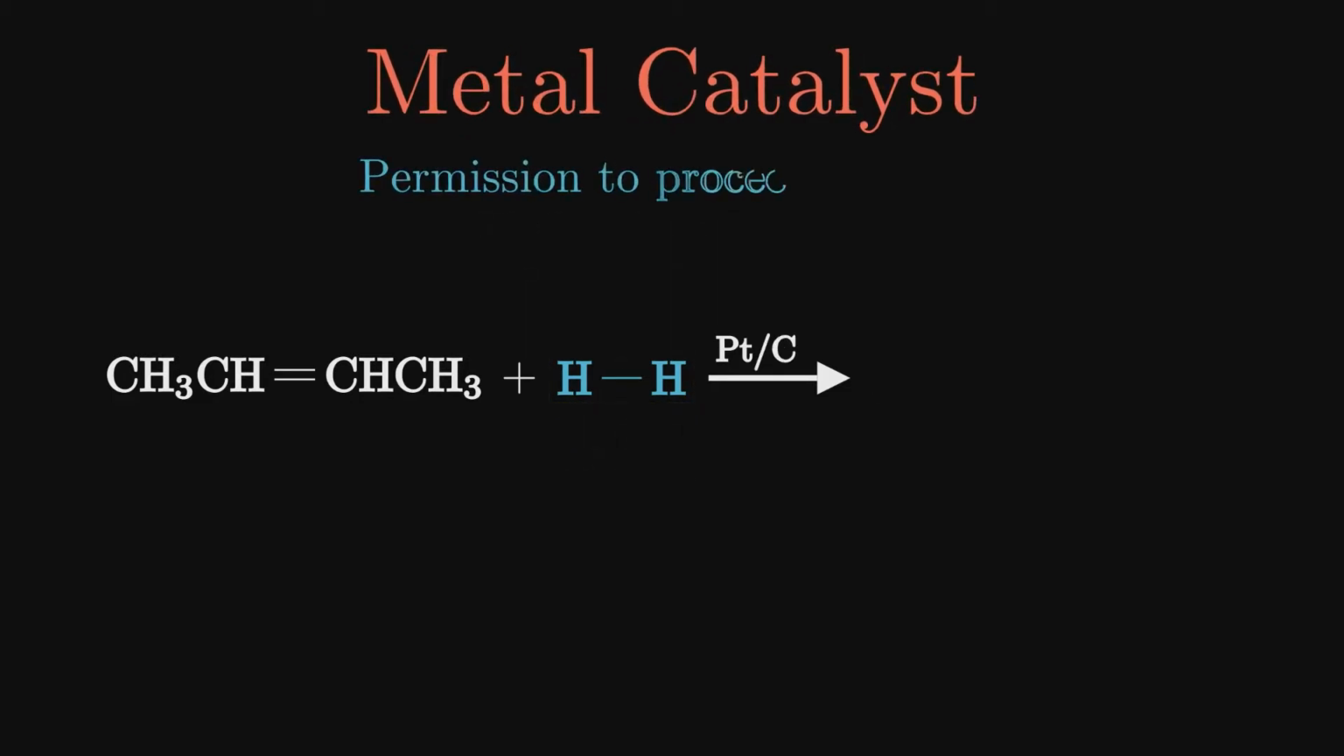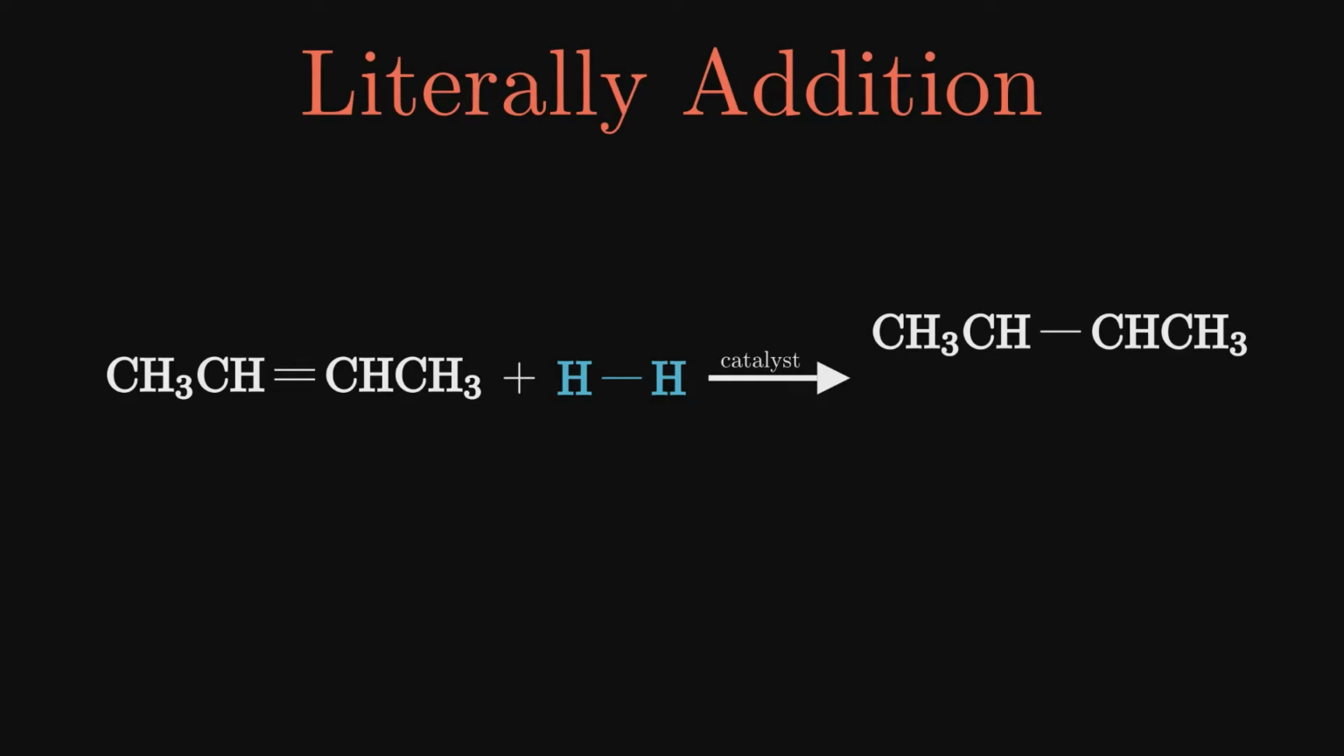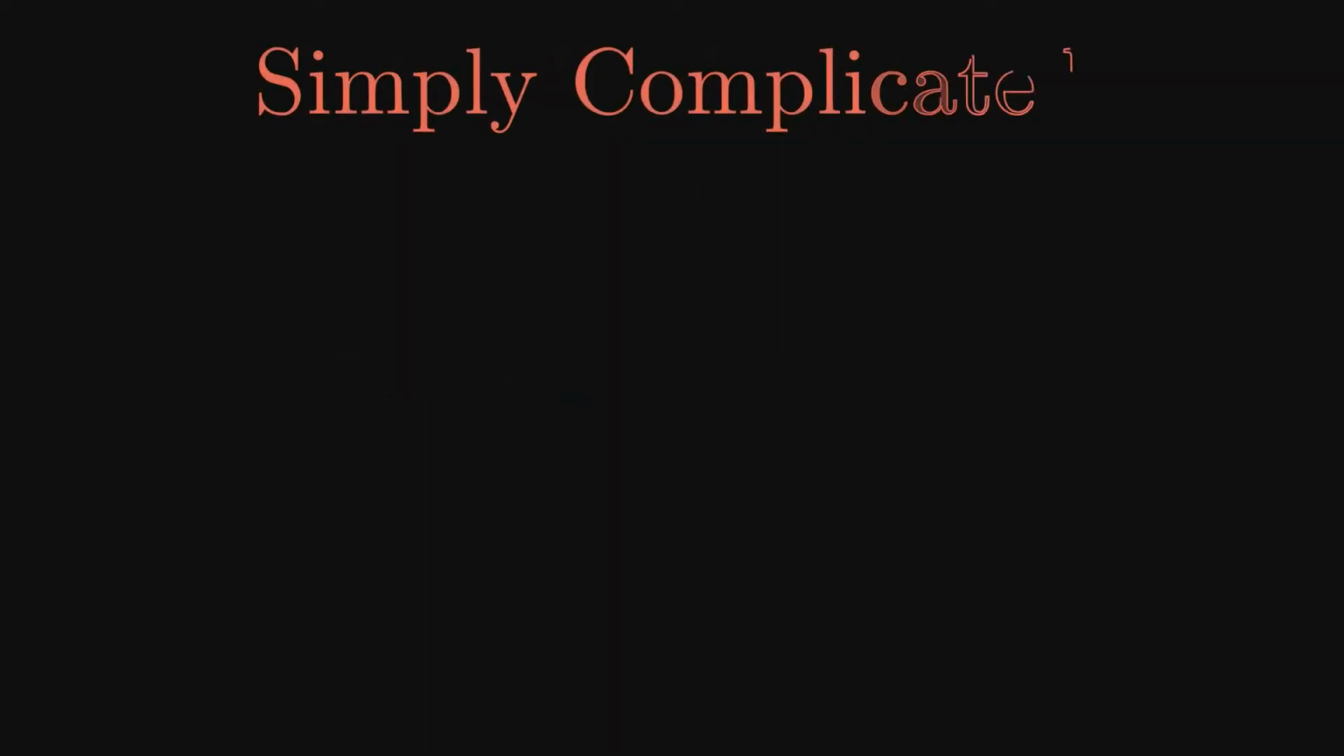However, if we introduce a catalyst to this process, we can get it to proceed more easily. Platinum, palladium, and even nickel can be used to get this reaction going. When it does, it is literally the addition of the hydrogen molecule onto the alkene. See? I told you it was simple. But only if that were 100% accurate.